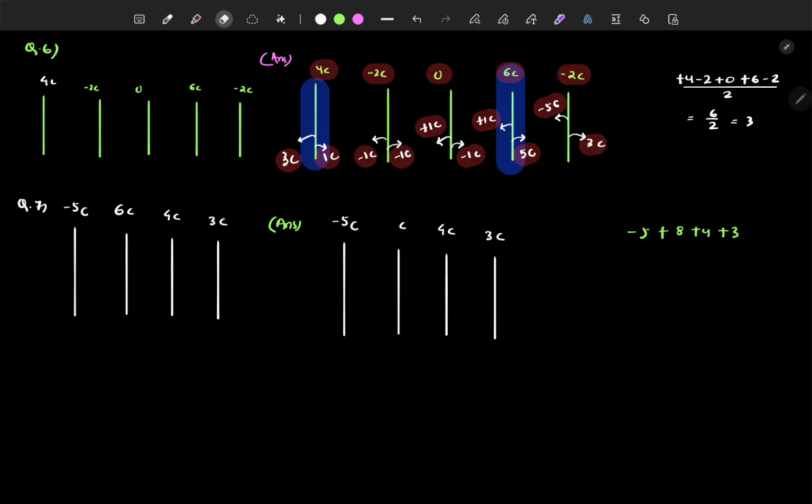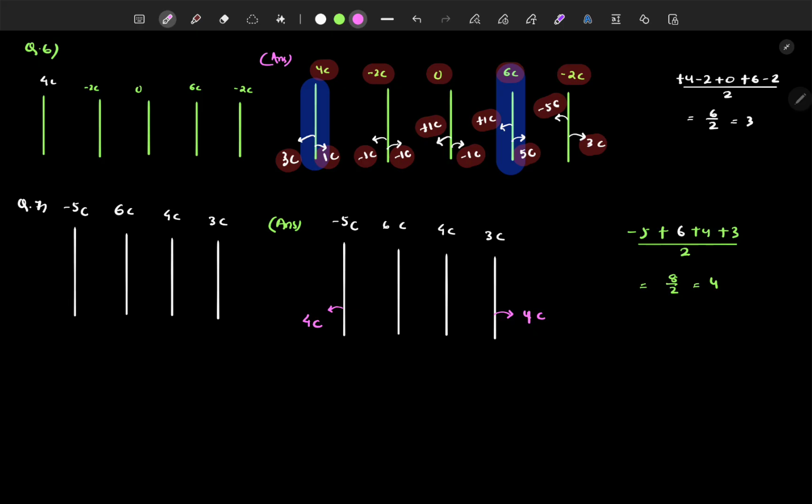So in the answer part, you have to write minus 5 plus 6 plus 4 plus 3 divided by 2. That means 6 plus 4 is 10, plus 3 is 13, minus 5, that is 8 by 2, that is 4. That means on the left side of the first plate, the charge is 4 coulomb. On the right side of the last plate, the charge is 4 coulomb.